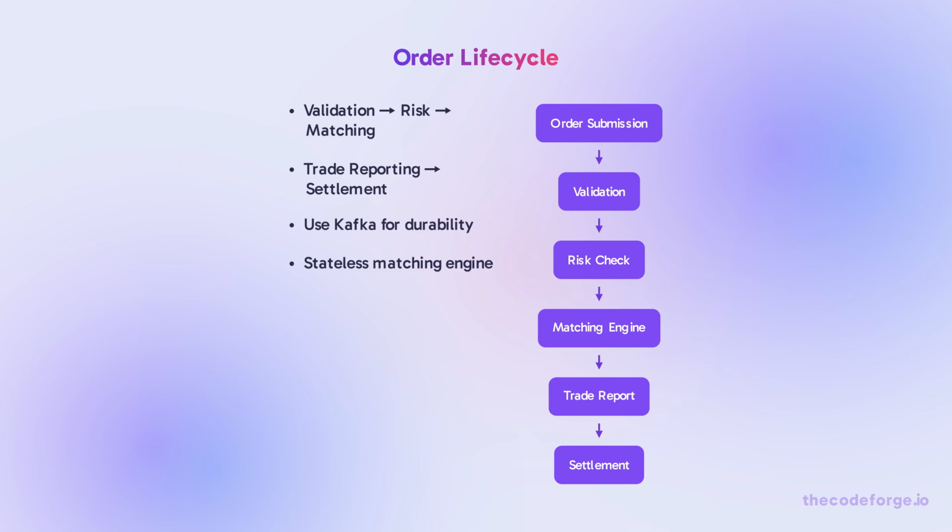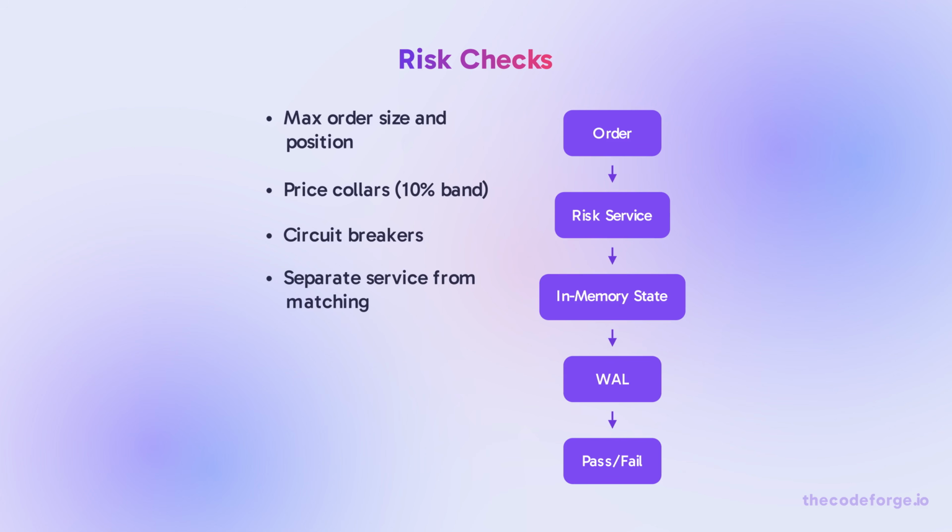An order goes through several stages: validation, risk checks, matching, trade reporting, and settlement. Each stage is a separate service communicating via Kafka topics. The matching engine is stateless, reading from a queue and writing trades to another queue. Before an order reaches the matching engine, it must pass risk checks: max order size, position limits, price collars, and circuit breakers. These checks are critical and must be fast. Never do risk checks in the matching engine itself.